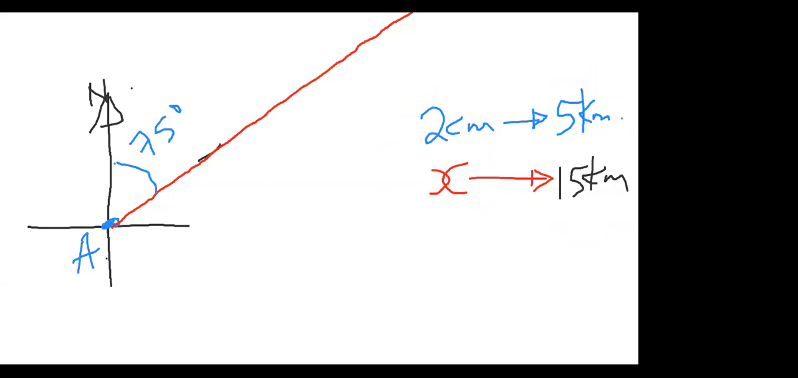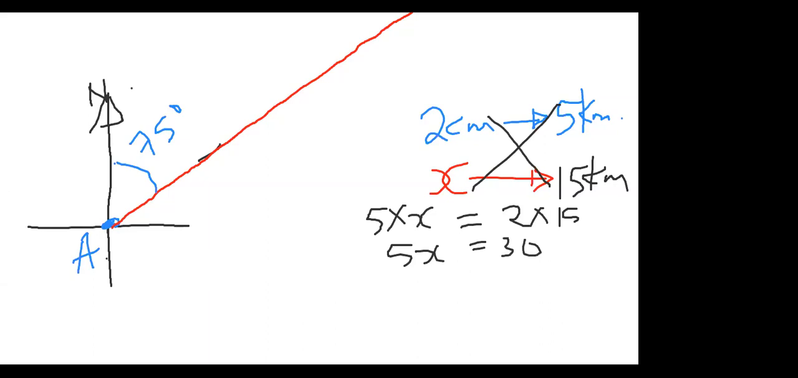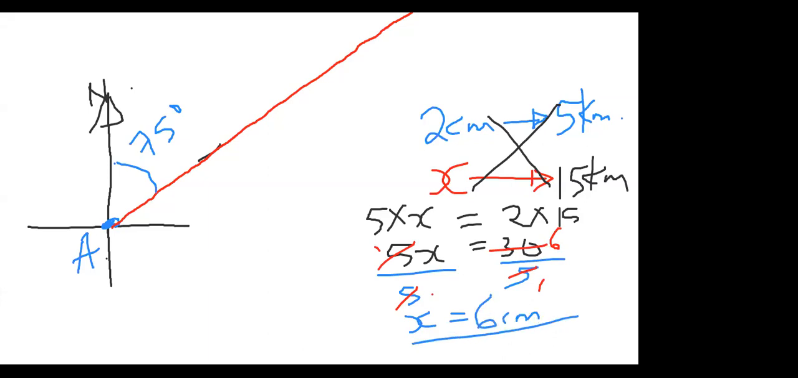So what you do, you cross multiply. 5 times X gives us 2 times 15, implying 5X is equal to 30. So you divide both sides by 5, the 5 cancels out, and 30 divided by 5 is 6, implying that our X will be 6 centimeters.